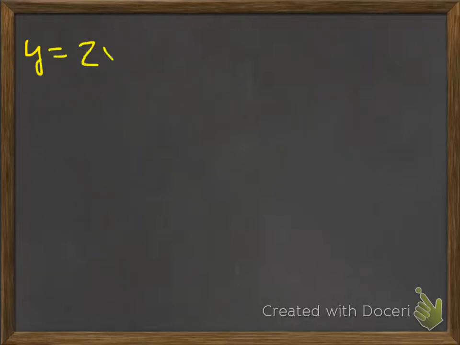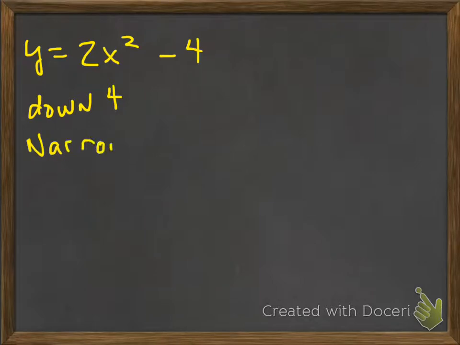Okay, next example. Let's see what happens if I put a number in front of the x squared. Okay, so I'm going to go down 4. I know it's narrower.